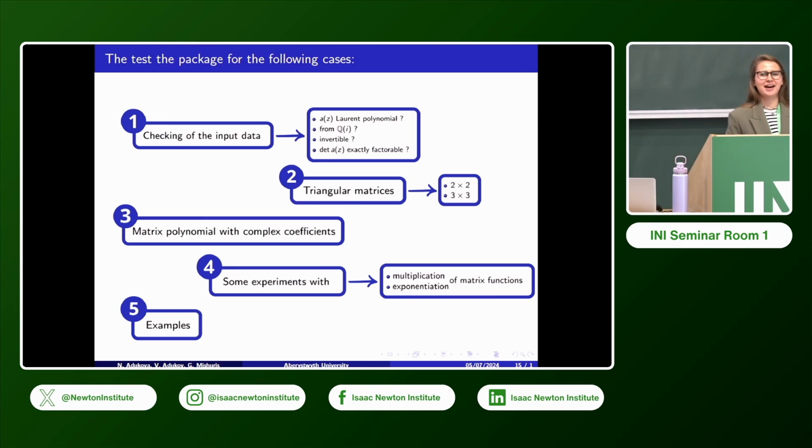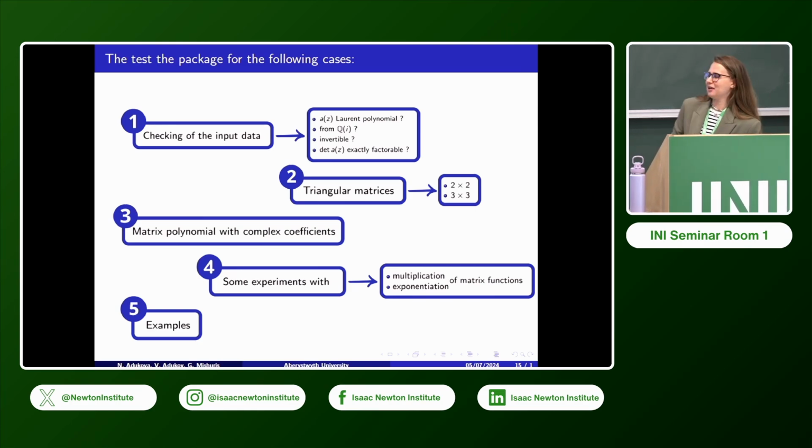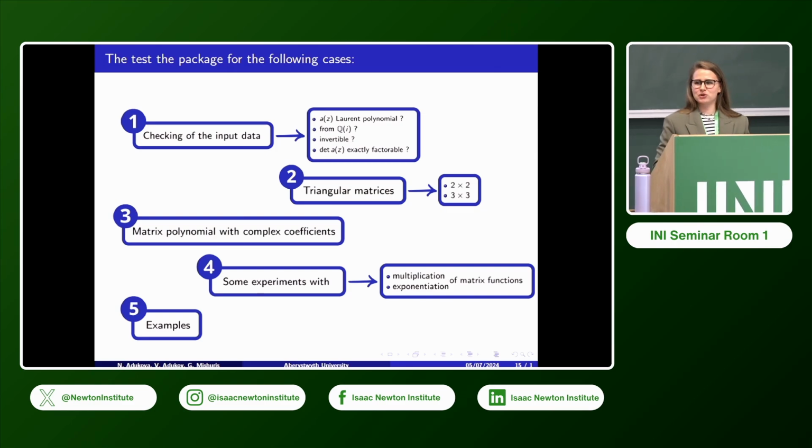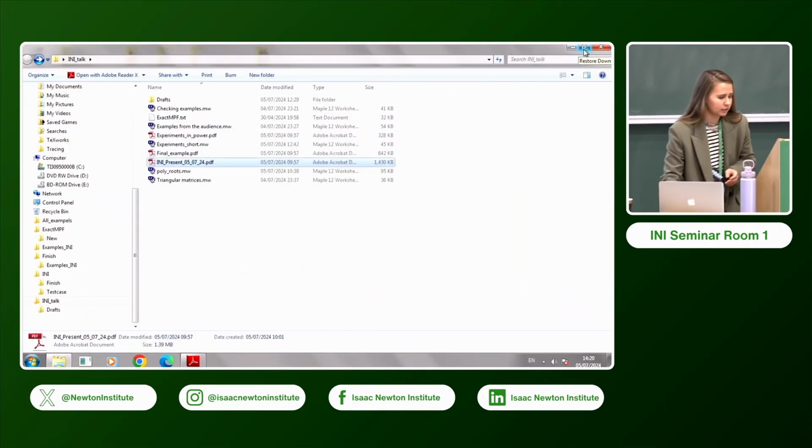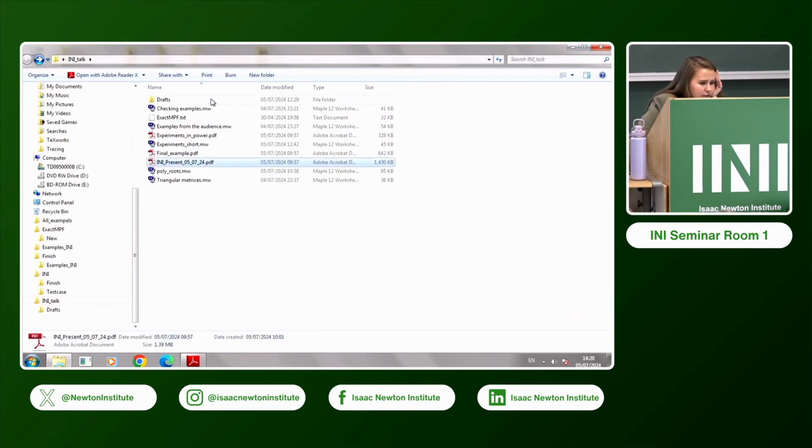Unfortunately, my regular laptop has some problems, so today I'm using quite an old laptop, and so we have to limit ourselves to very simple examples. So let's start with checking examples.